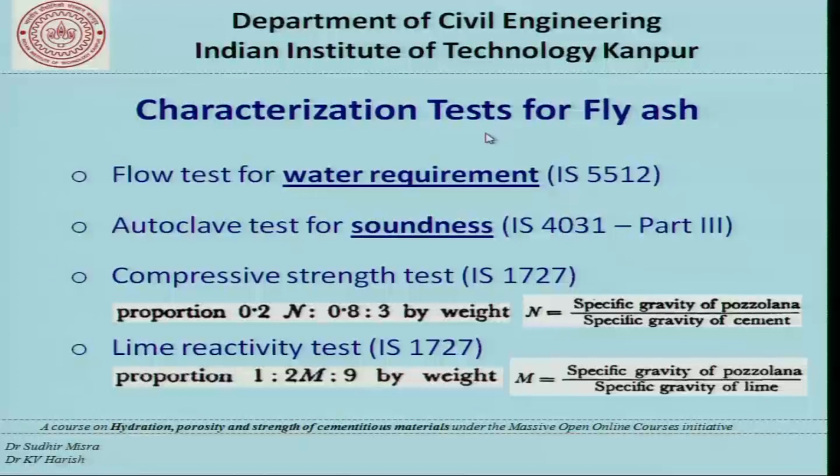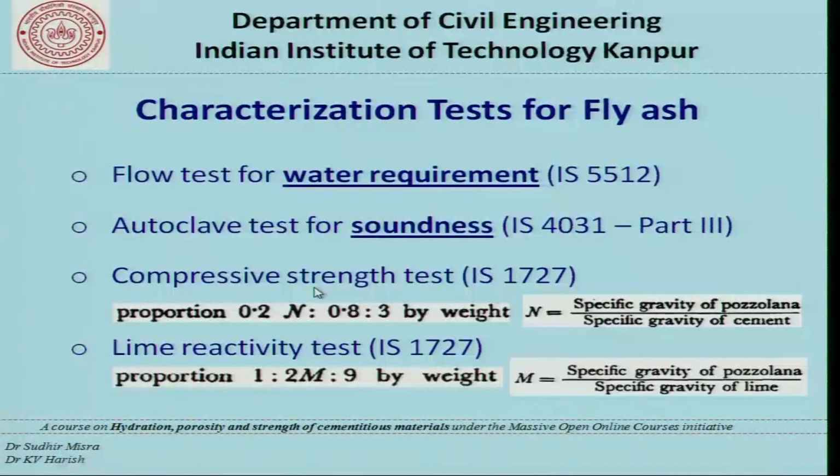So, there are typically 4 characterization tests that are mentioned in the Indian standards. One is the flow test, and flow test is primarily for water requirement, and this is specified in IS 5512. And what is meant by flow test, how the flow is measured and all those things we will see a little later. The second one is autoclave test for soundness, and remember that the autoclave test is already covered in IS 4031 part 3, which we have already seen in previous lectures when we covered properties of Portland cement.